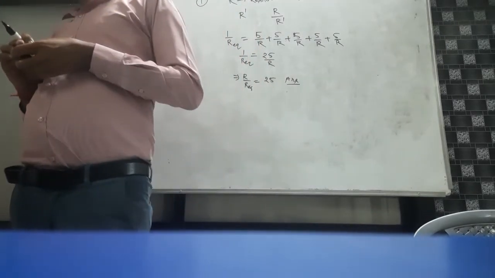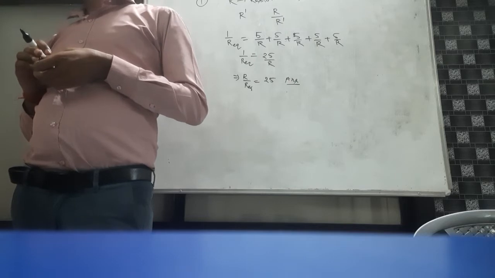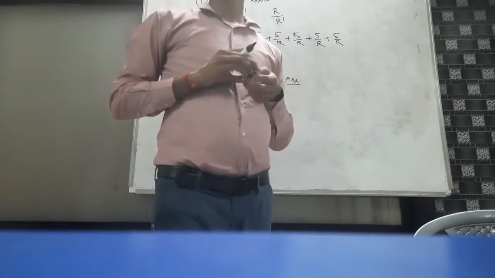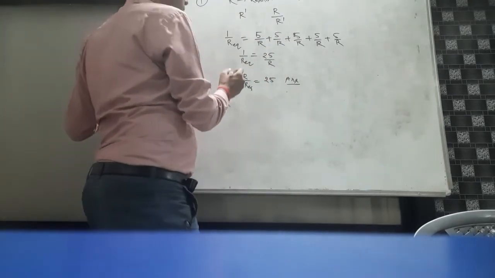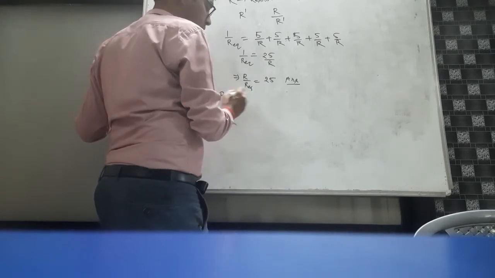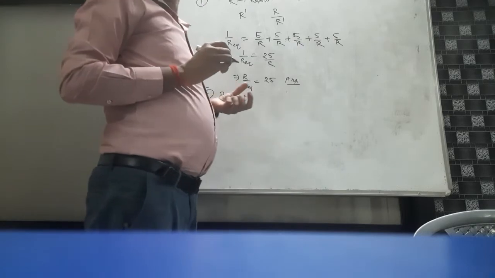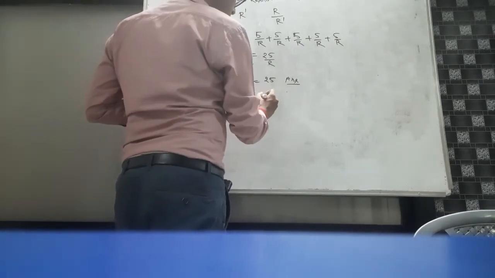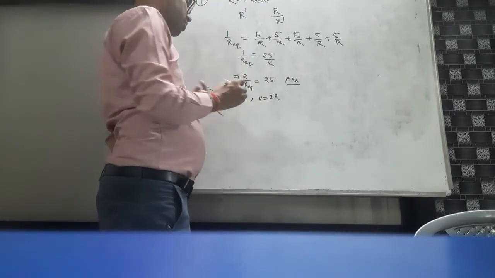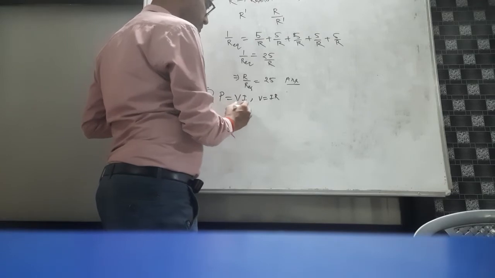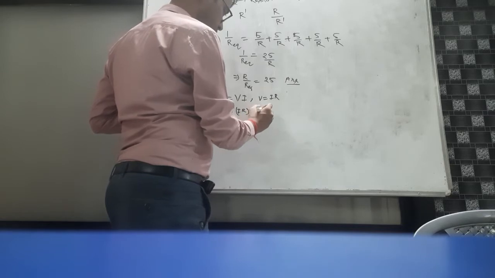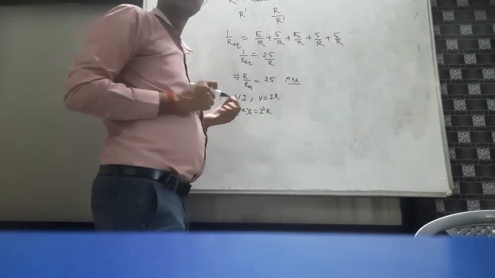In the second question: which of the following terms does not represent electrical power in a circuit? What do you understand by electrical power? Electrical power P equals voltage into current. From Ohm's law, we know that V equals IR. Then put the value of V in the first equation, P becomes IR into I, equal to I square R.